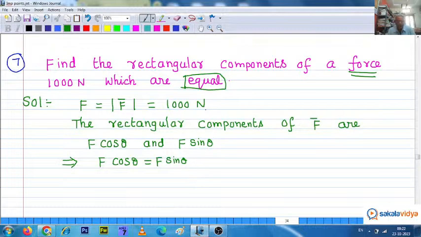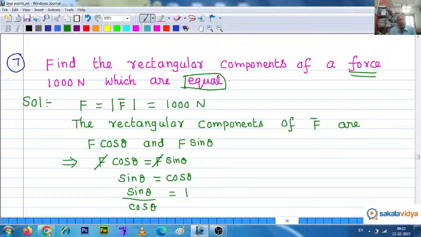Already F is known. So if you know theta, each rectangular component we can find in a very easy manner. So here F gets cancelled. Cos theta is equal to sin theta, or sin theta is equal to cos theta, the same, you can write sin theta is equal to cos theta also. So bring cos theta this side. Sin theta by cos theta is equal to 1.